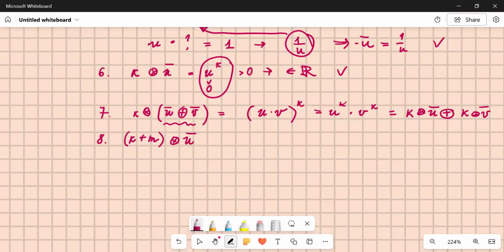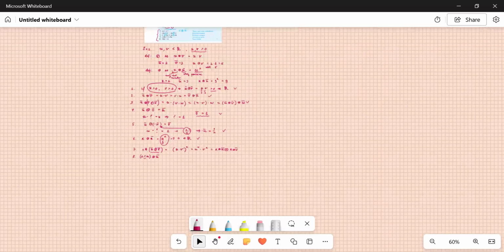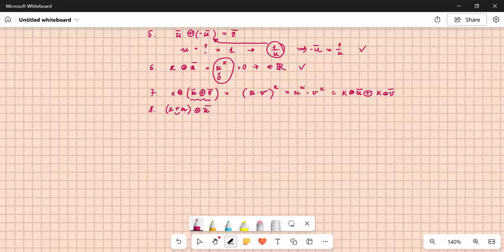So I put it in circle, but this plus is not in circle. That's just regular addition of two real numbers. Like, for example, 2 plus 3 is going to be 5. It's not going to be like 6 or whatever. So this is just regular multiplication. So I'm not circling it.